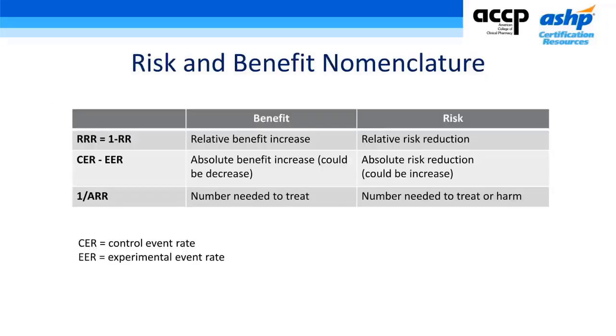On this slide, I placed the different nomenclatures for risk and benefits. So in the first column, we have the equations for relative risk reduction, absolute risk reduction, and number needed to treat. And then in the other 2 columns, we have benefit and then risk. So for relative risk reduction, it would be relative benefit increase or relative risk reduction. Second row, absolute benefit increase, or it could be a decrease depending on what the outcome is, versus absolute risk reduction, and then number needed to treat for benefit versus number needed to harm for risk, depending again on what you're studying.